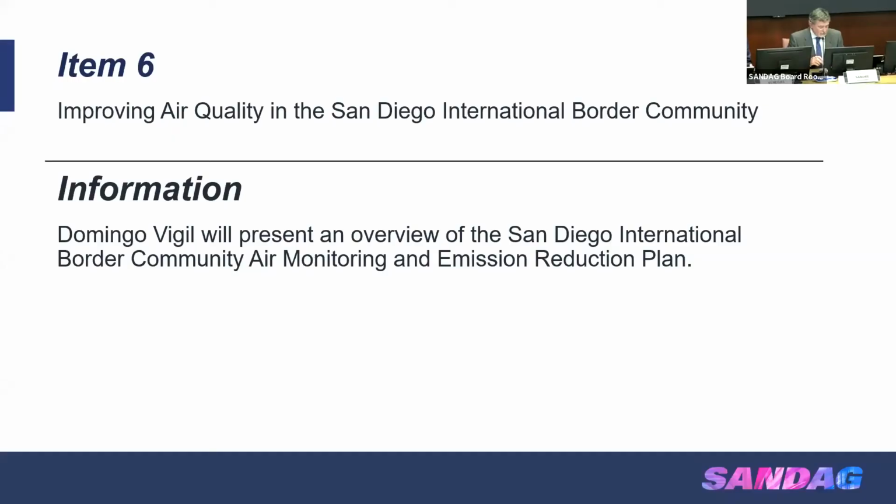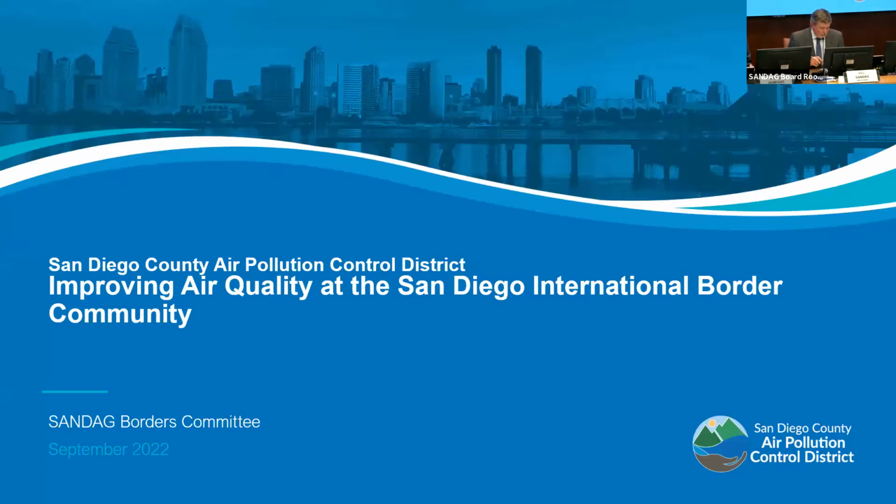Okay, item number 6, improving air quality in the San Diego International Border Region. We all know that the border impacts of traffic are significant when it comes to pollution. Our next item is hugely important along those lines. The Air Pollution Control District took an initiative to develop a border community air monitoring and emission reduction plan, and we have Domingo Vigil with us on Zoom, the director of the APCD, to help us understand what's going on with this program and learn more about it.